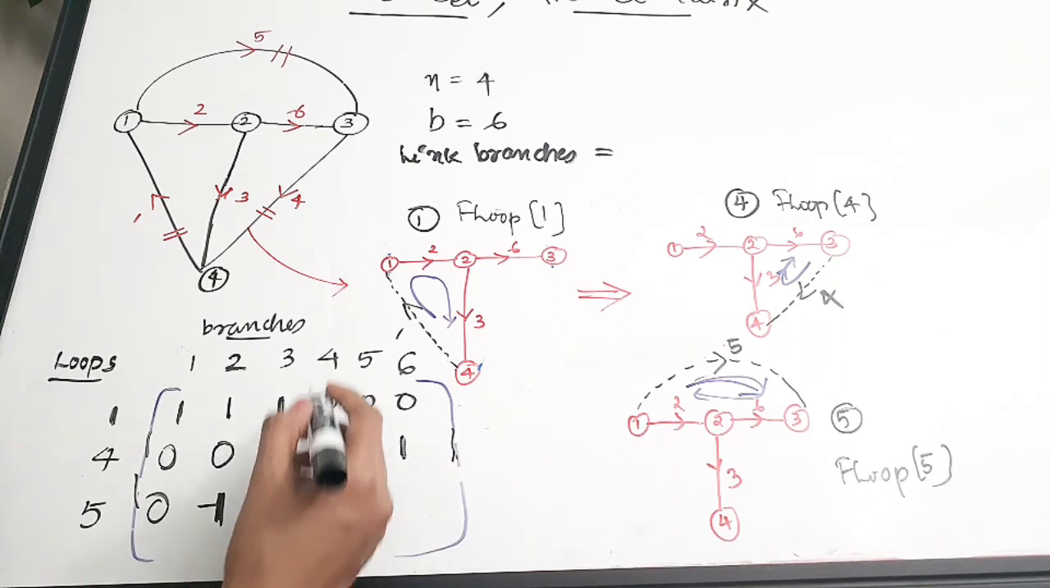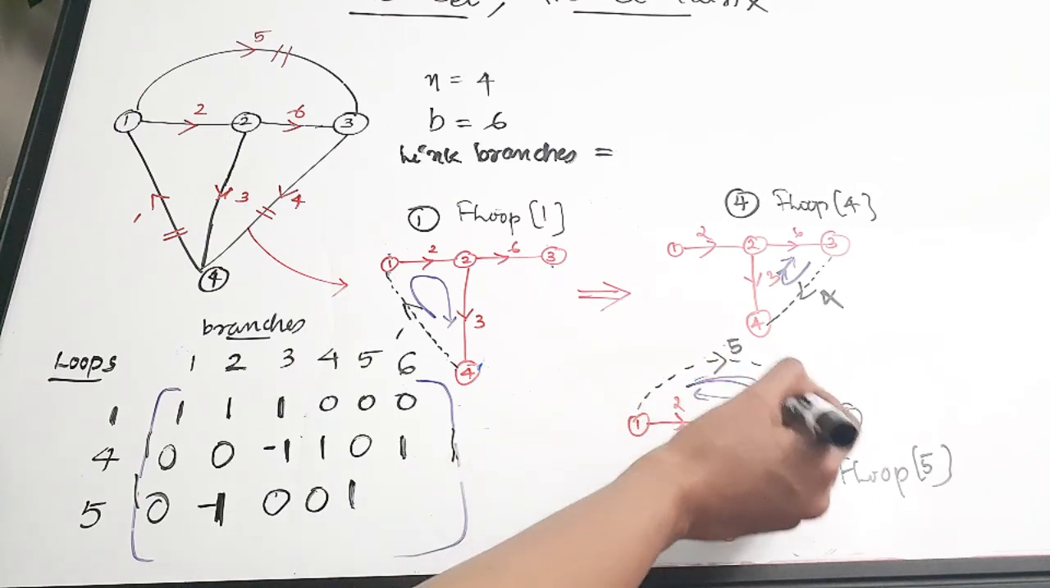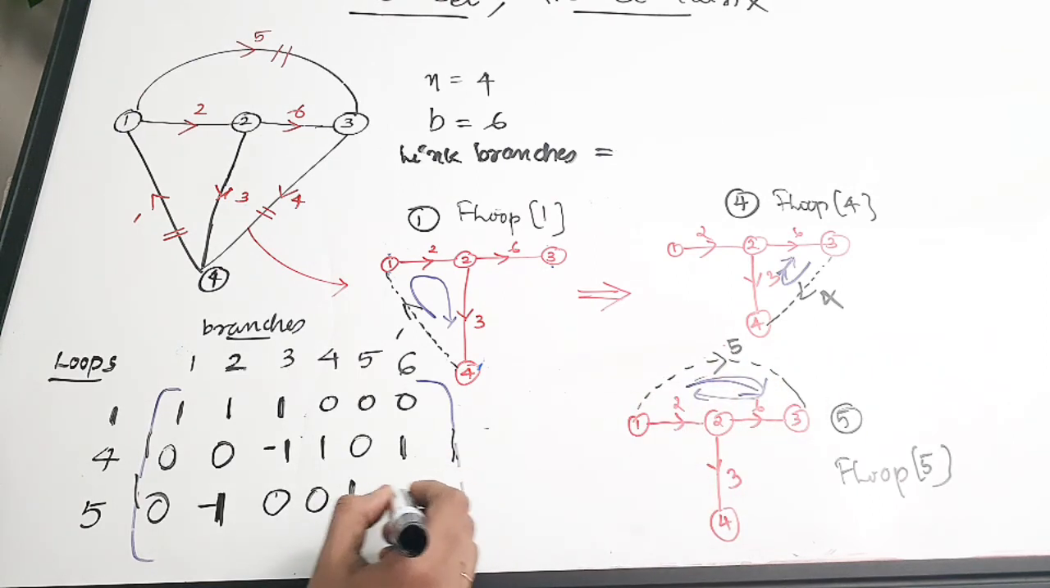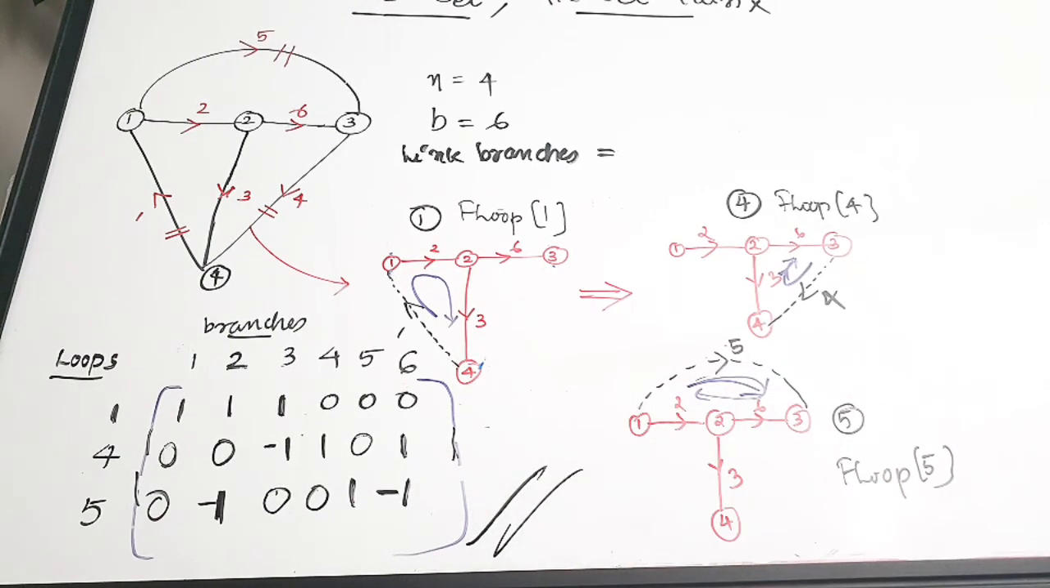Also branch 4 is not a part. Branch 5 is in the same direction. And branch 6 is in the opposite direction. So this forms your third and last row for your tie set matrix: 0, -1, 0, 0, 1, -1. So this completes the formation of your tie set matrix for this given graph.